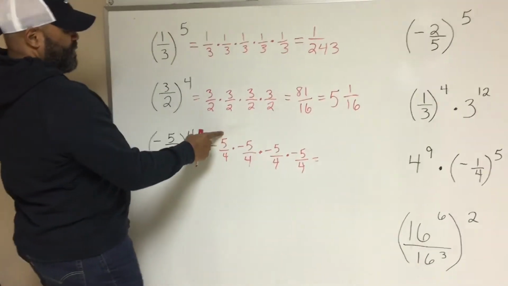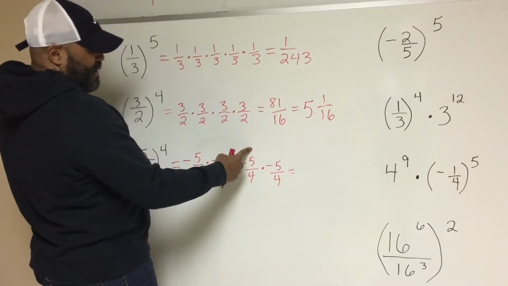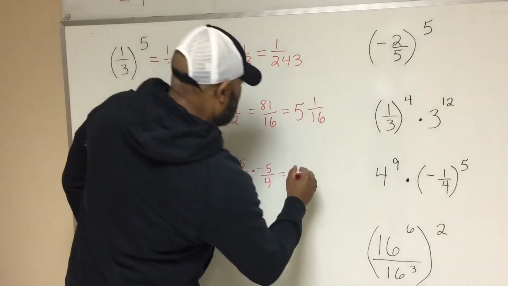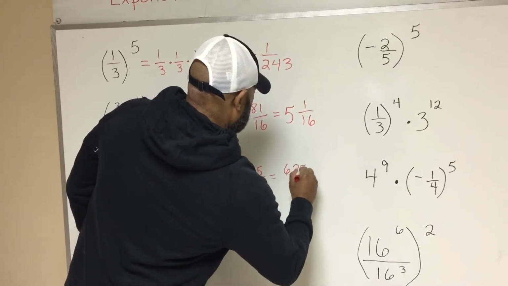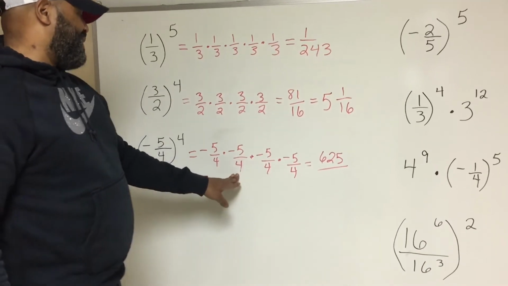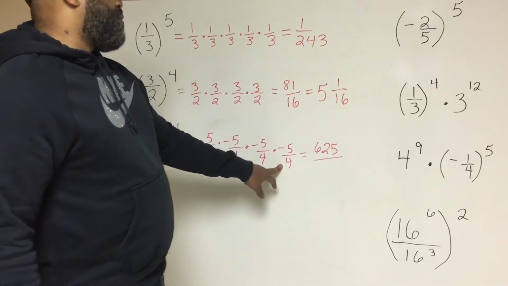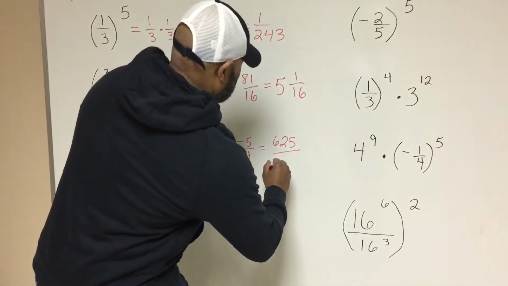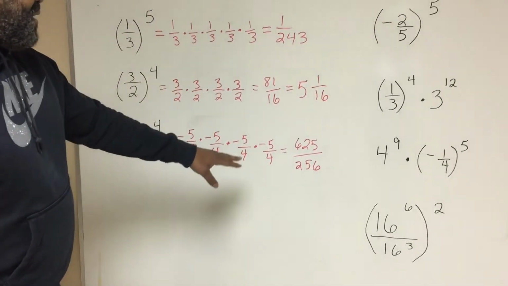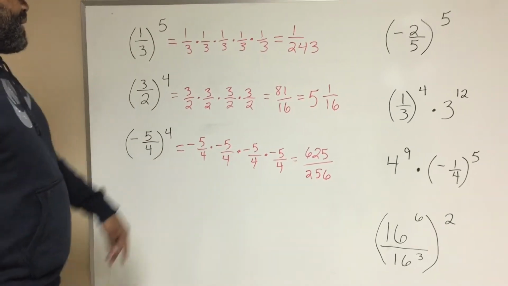A positive what? 5 times 5, 25. 25 times 5, 125. 125 times 5, 625. Positive, remember. And then 4 times 4, 16. 16 times 4, 64. And 64 times 4, 256. That is improper. Now I can go into details. I know that's going to go in at least 2 times, and I'm going to have some change left over. I'll come back to that.